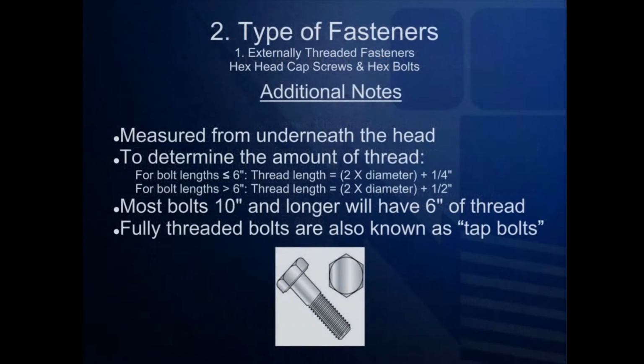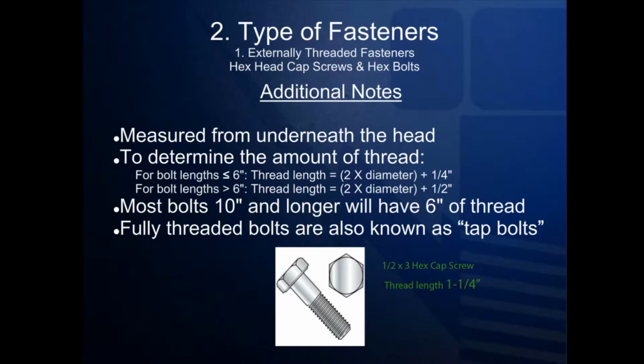We'd like to discuss some additional notes about both of these products. Of course, like all hex head products, they are measured from underneath the head to the end of the threads. I'd like to give you a rule of thumb to help you determine the amount of threads on a hex head cap screw. For those that are 6 inches in length and shorter, you double the diameter and add 1/4 of an inch. For those that are longer than 6 inches, you simply double the diameter and add 1/2 an inch. For example, a 1/2x3 hex head cap screw will have 1.25 inches of threads.